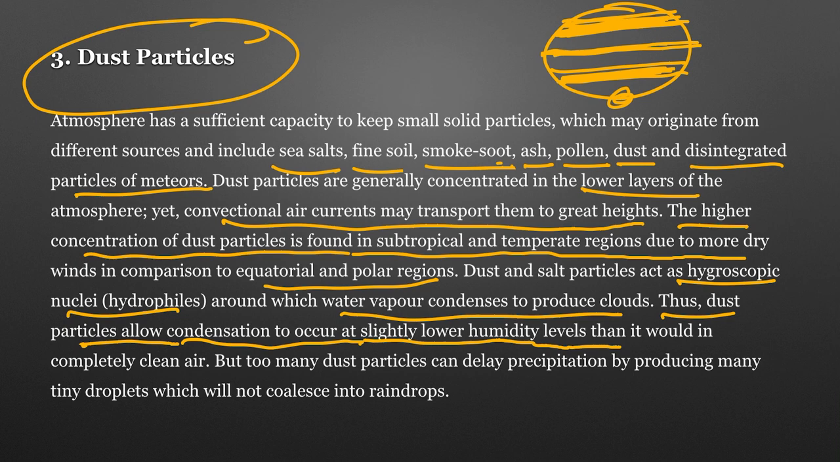But if there are too many dust particles, it means too much pollution. This can also delay precipitation by producing too many tiny droplets that will not coalesce into raindrops. It means there will be so many droplets that they will not become raindrops by coalescing. So there will be no precipitation. It will delay precipitation.